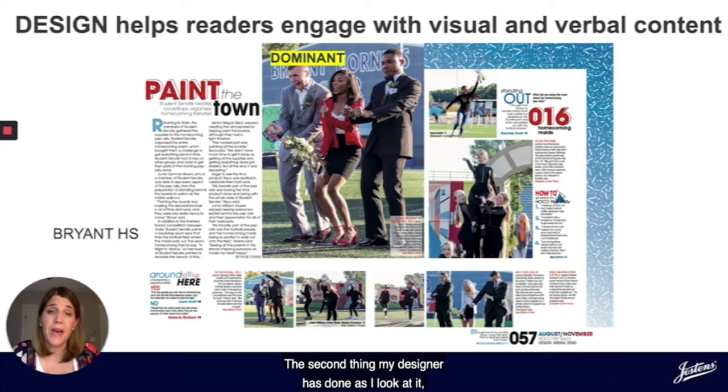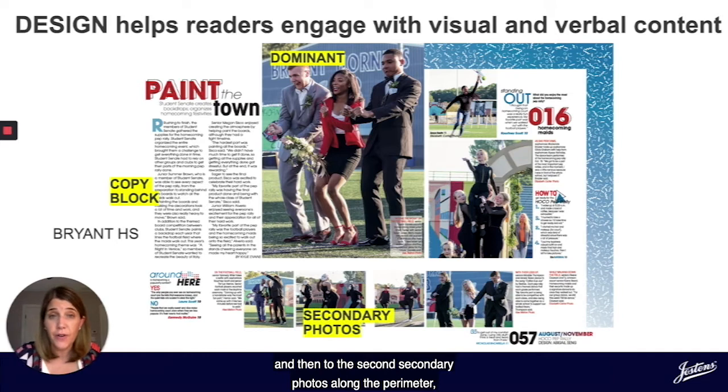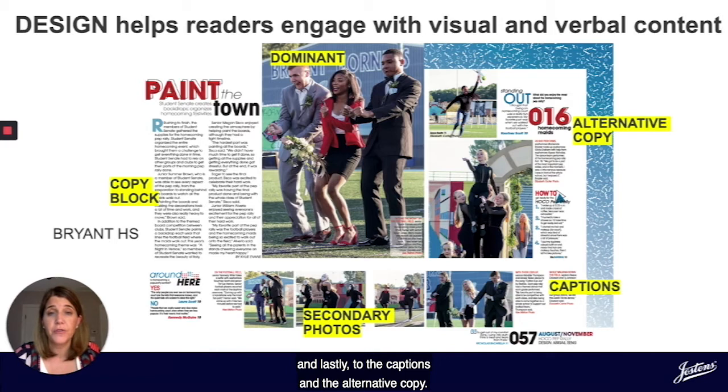The second thing my designer has done, as I look at it, is really thought about where to place the copy. The copy block is placed adjacent to the photo and in a way that my eye is naturally drawn to it because that's the way the subjects in the photo are facing. So my eye goes first to the dominant, next to the copy block, and then to the secondary photos along the perimeter, and lastly, to the captions and the alternative copy.